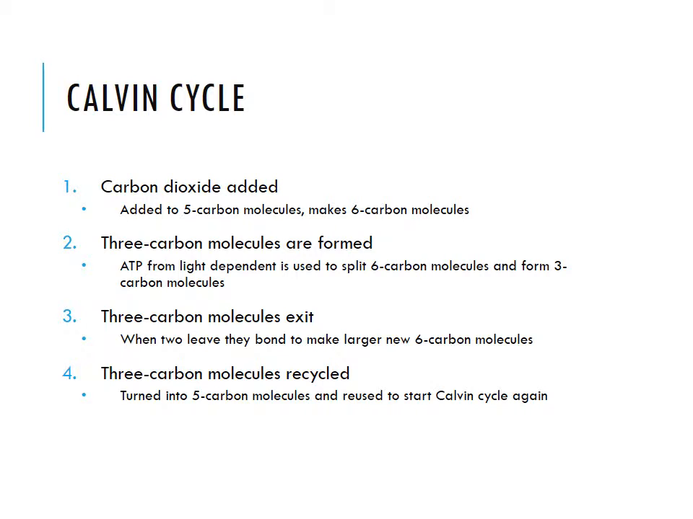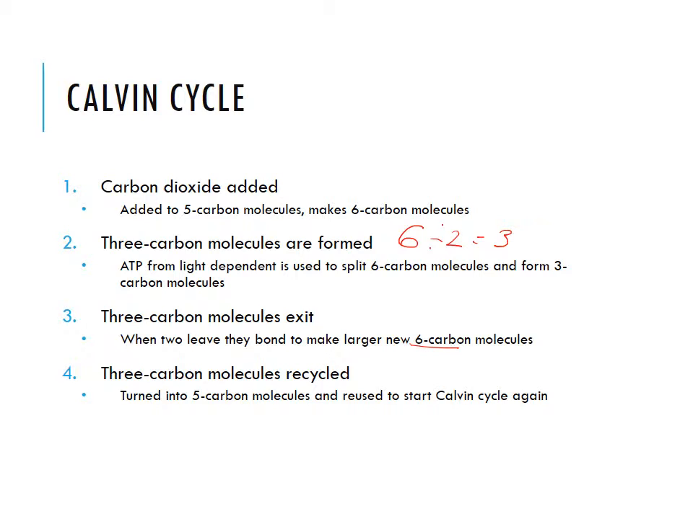Then, in step two, what we do is we make 3-carbon molecules. So if we have a 6-carbon molecule and we split that in half, we end up with 2 3-carbon molecules. These slightly change their structure based on some other 3-carbon molecules, but you should just know it just makes 2 3-carbon molecules. And then these 3-carbon molecules exit. Actually, it's not all of them, it's just some of them. But when 2 of them leave, they bond to make a brand new, newly arranged 6-carbon molecule.